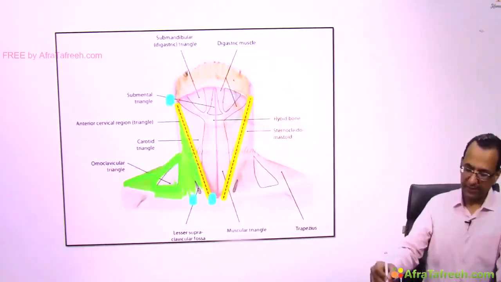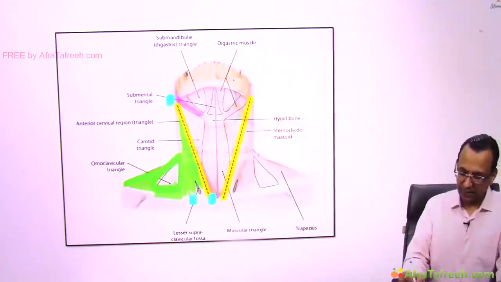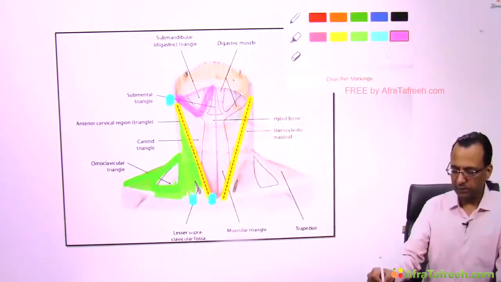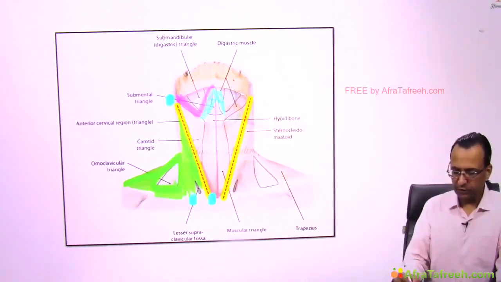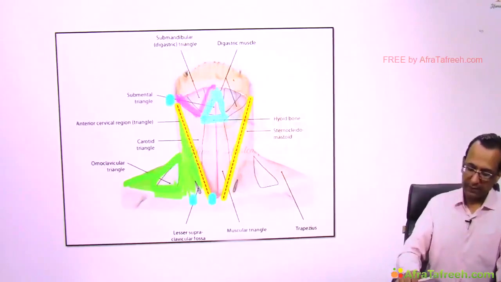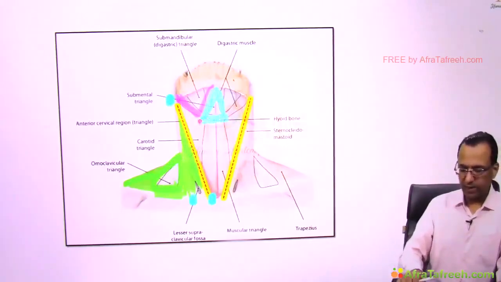On the anterior side, there are many. You can see this is the digastric triangle, between the two bellies of digastric. And what is between the two anterior bellies and the base, which is the hyoid bone? That is the submental triangle, one in the midline.